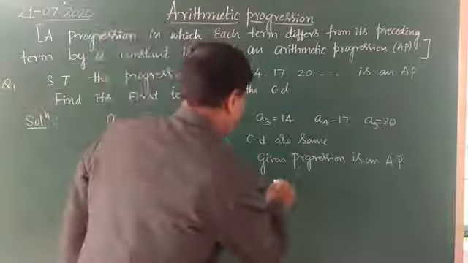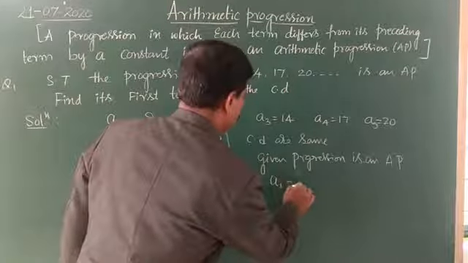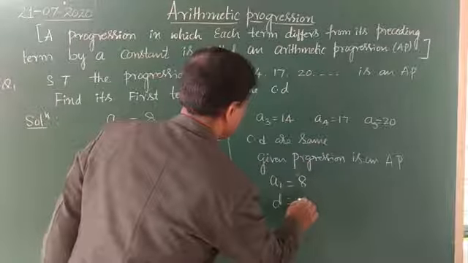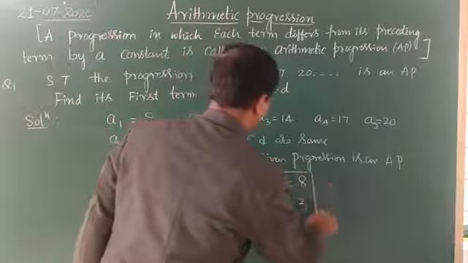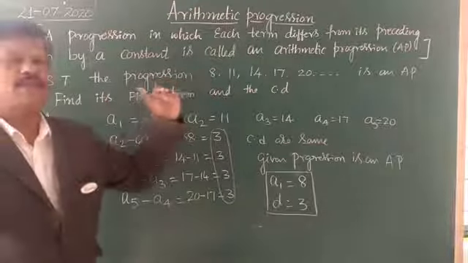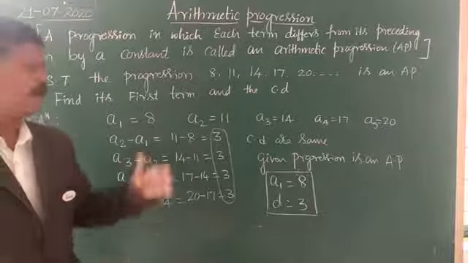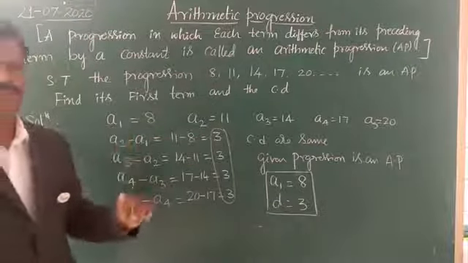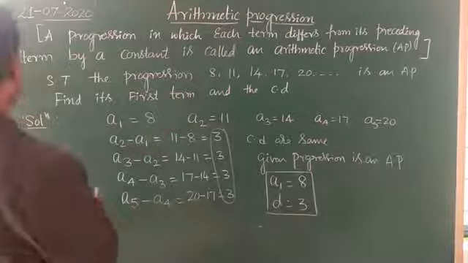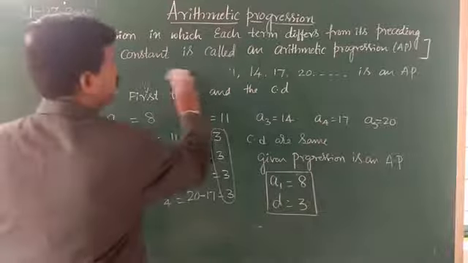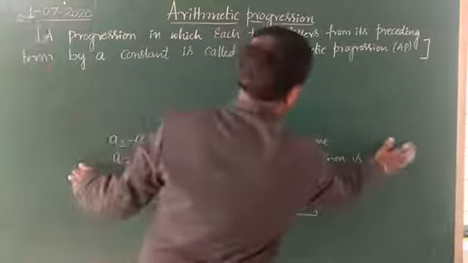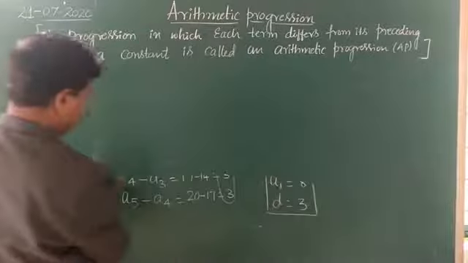Now, the first term A1 is 8, and the common difference D is 3. This is what we have. Clear? How to show whether the given sequence or progression is an AP or not. So this is the way. Now next, understood? Now the second one. For the numbers they are giving, we should check whether it is an arithmetic progression or not.